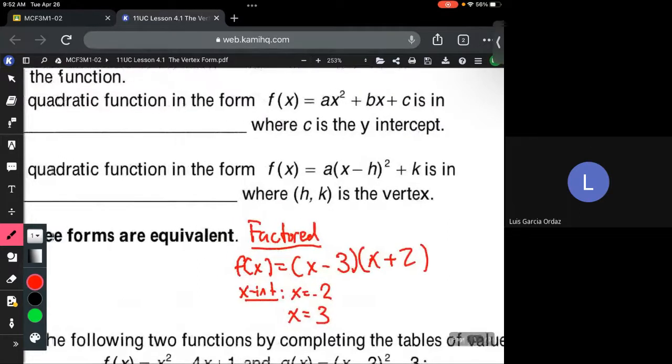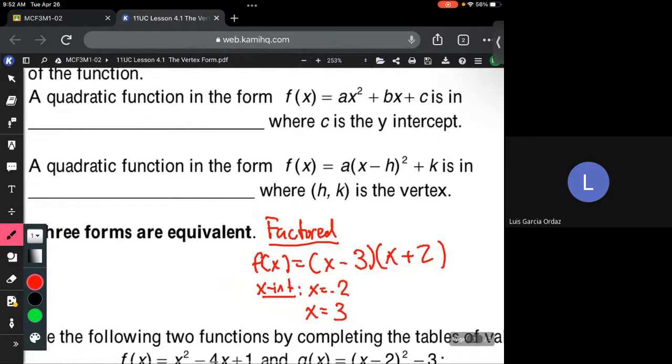The next one we have is a quadratic function in the form of f of x is equal to ax squared plus bx plus c. What form is that in? Standard. Okay, and like I said, standard form is only useful for finding your y-intercept. And remember the y-intercept is always going to be the last number that appears in the equation.